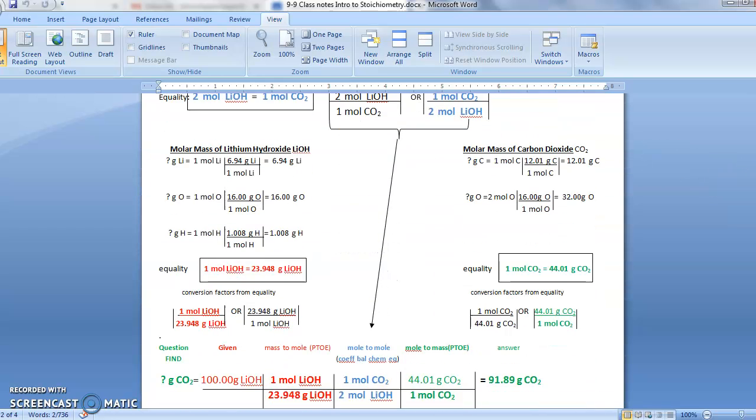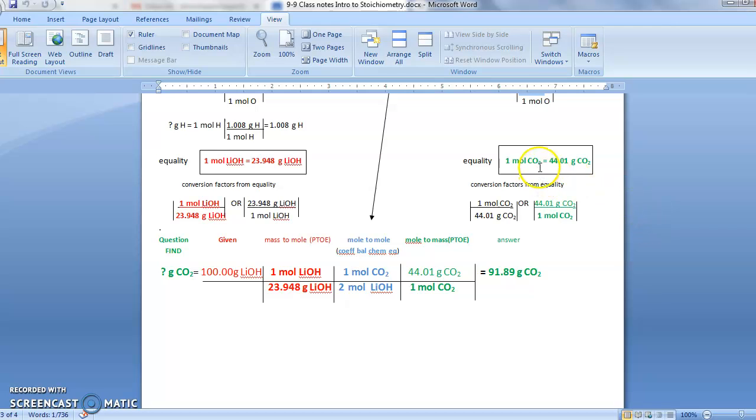I look at my periodic table. Carbon dioxide has 1 mole of C in it. 1 times 12.01 is 12.01. There's a 2 after the O, so that's 2 moles of O. 1 mole of O is 16 grams. 2 times 16 is 32. 12.01 and 32 is 44.01.